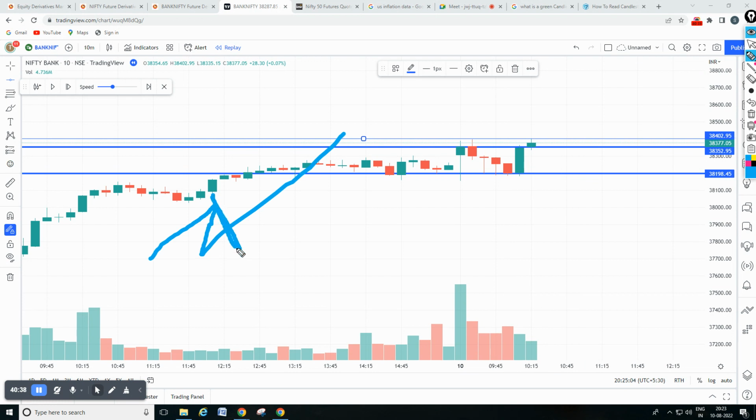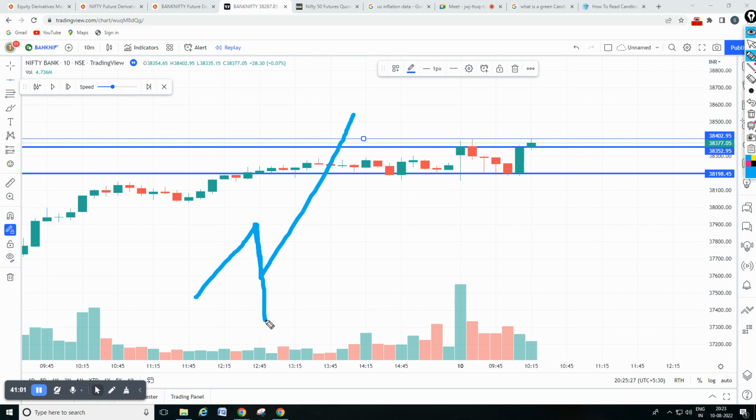Suppose the market is going up in this way. When the market is coming down, we do not have to do anything. We may think the market will reverse from here, but we are not certain that it will. The market can also come here, or here, who knows. Nobody knows where the market will go. So the confirmation will come if the market reverses and crosses this high point.